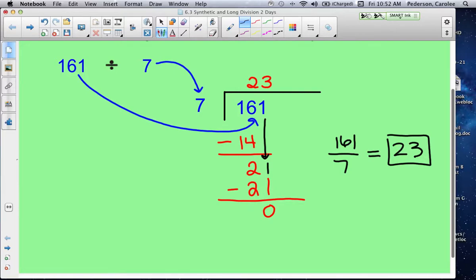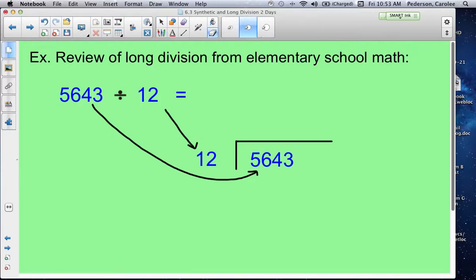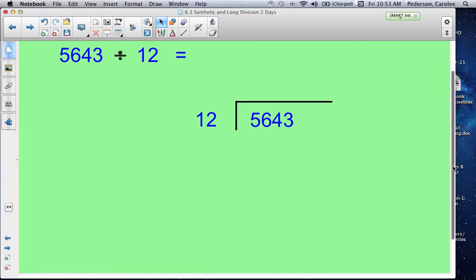We're going to do one more of these and then move on to what our problems will look like today. A little bit bigger number. So again, the 5,643 goes inside, and then the 12 goes out in front. I'm just going to erase those arrows. Again, you do not need to write this problem down if you don't want to. All right, so now we look at, does 12 go into 5? No. Does 12 go into 56?